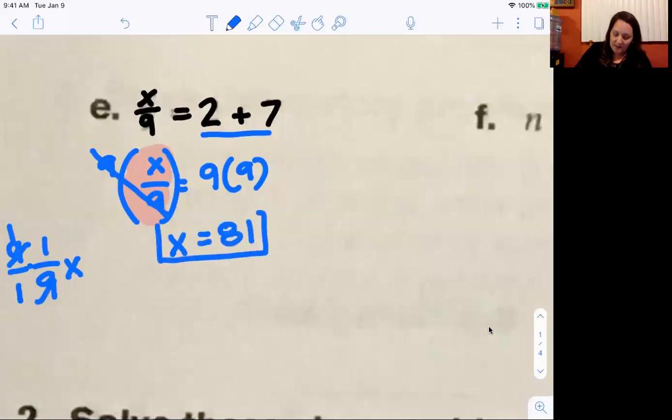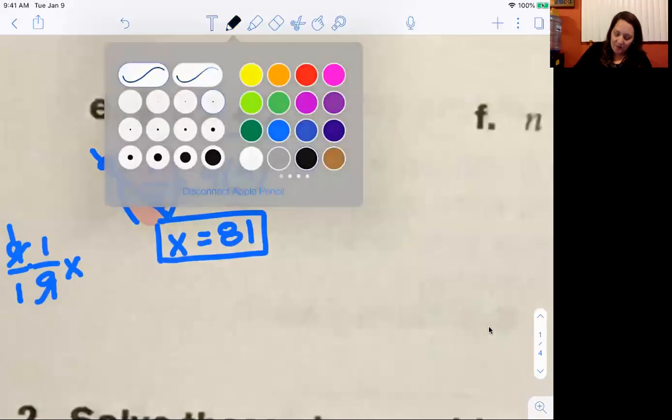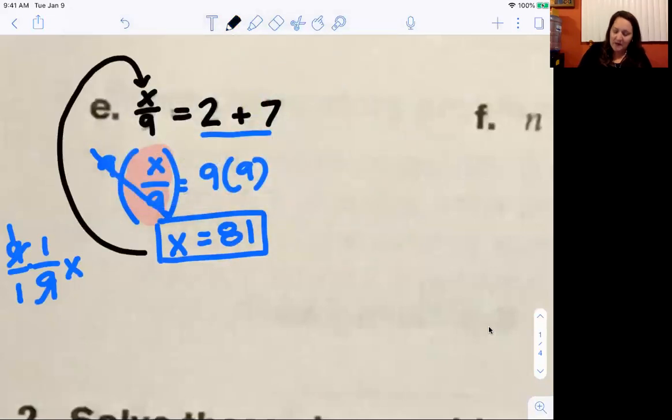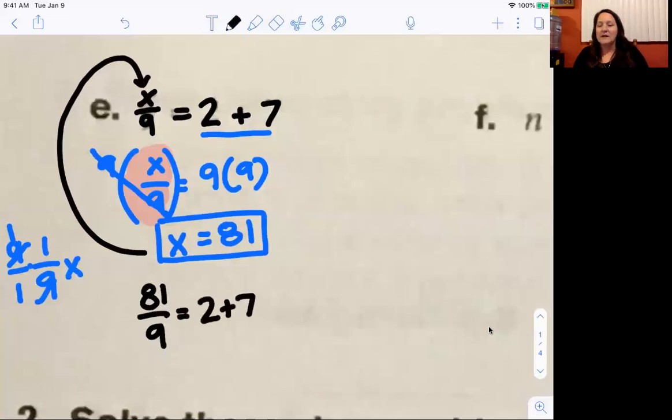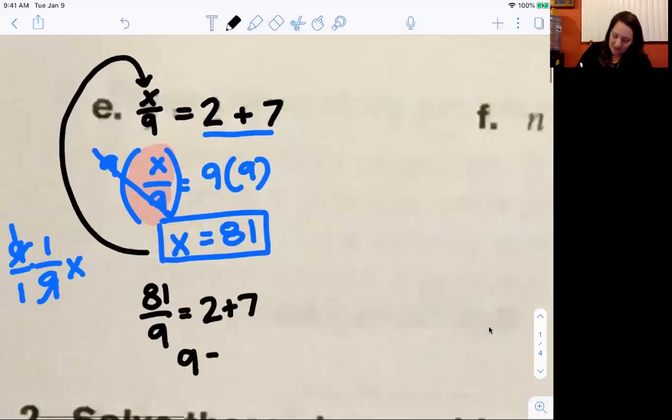But we're not done, because we're going to check. We're going to plug in 81 here and check. I have some room under here, so I'm going to do it on this. I have 81 divided by 9 equals 2 plus 7. What is 81 divided by 9? It is 9. And what is 2 plus 7? It is also 9. So great, we are ready to go. We got this. Okay.